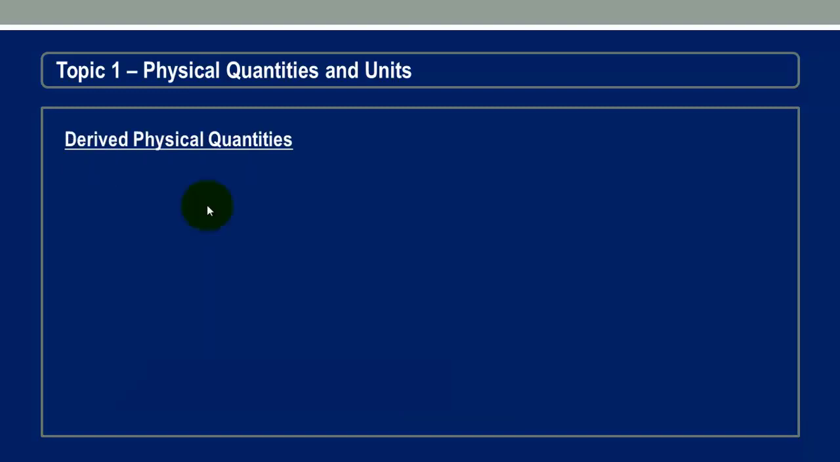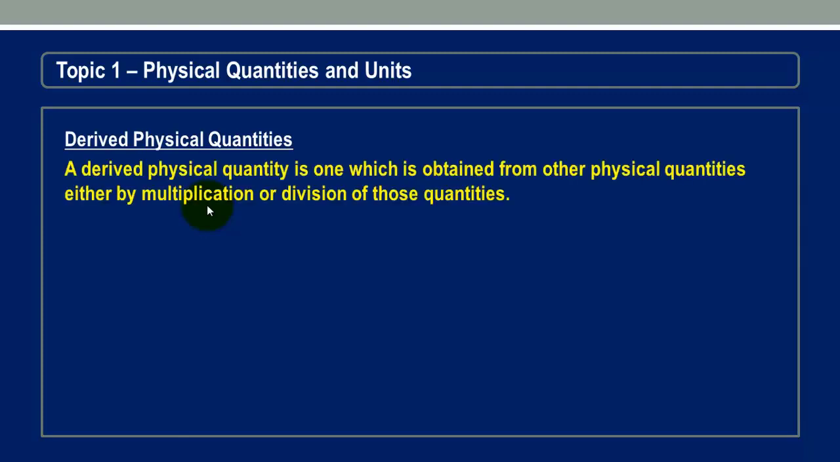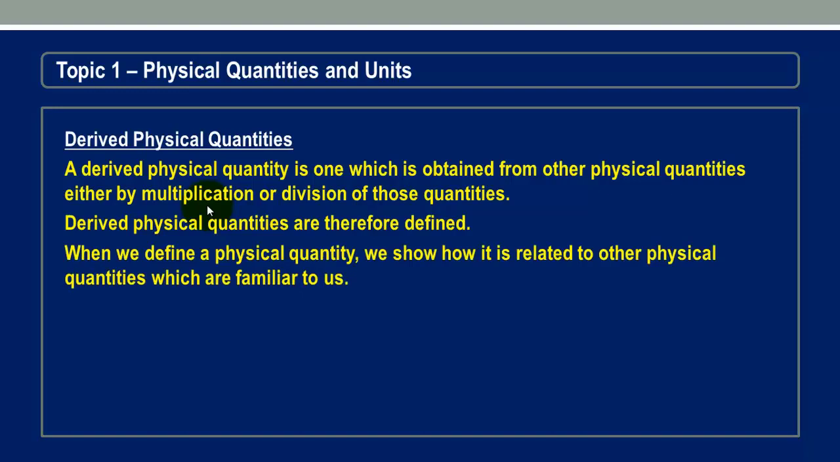Now let's consider derived physical quantities. What is a derived physical quantity? A derived physical quantity is one which is obtained from other physical quantities by either multiplication or division of those other physical quantities. Derived physical quantities are therefore defined. To derive a physical quantity is to define it.